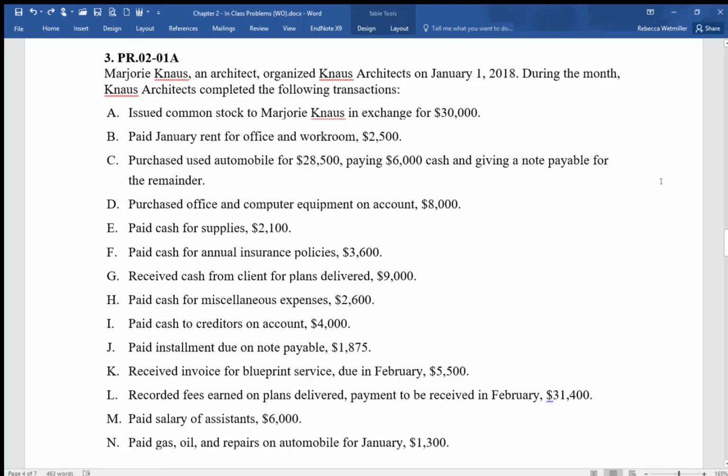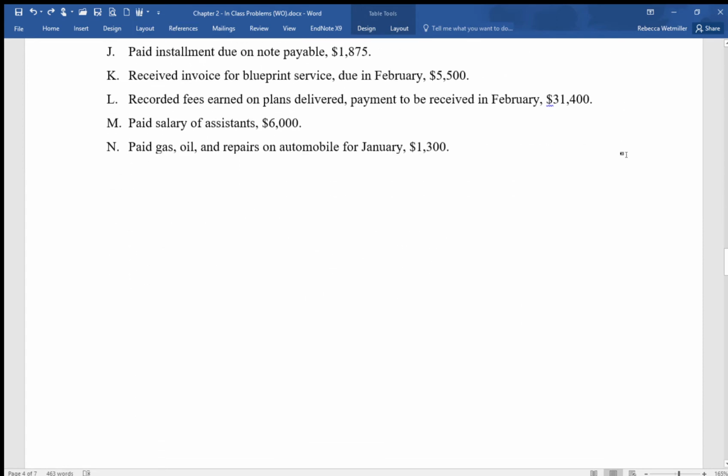Alright, so the next problem we'll work through is problem 2-1A. What we're given is a list of transactions, and part 1 is to record these transactions into the T accounts, and then part 2 is to determine the account balances of those T accounts. And we can do those two simultaneously.